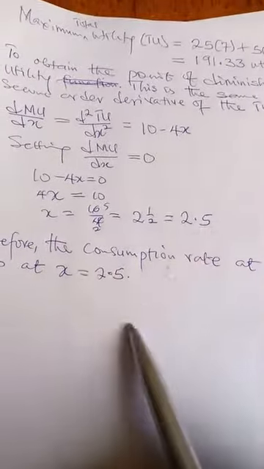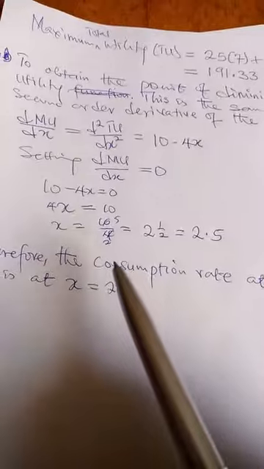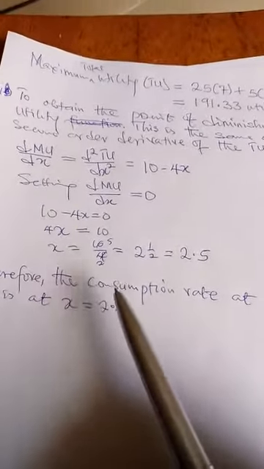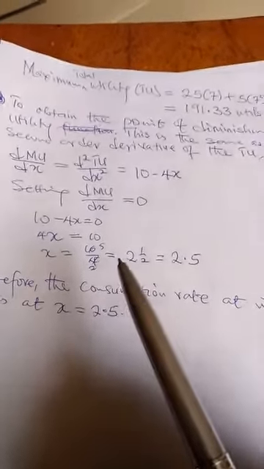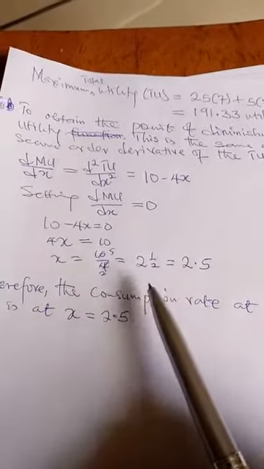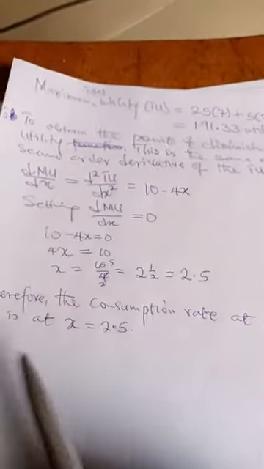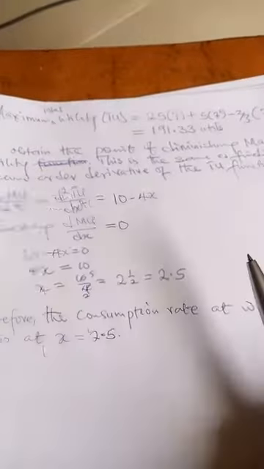So this is the point at which diminishing marginal utility sets in. That is the point where s equals 2.5. That is very, very important for you to take note of.